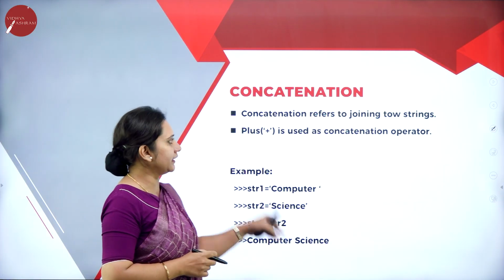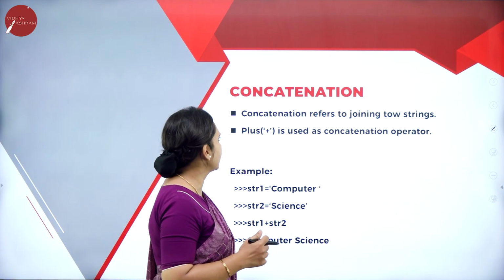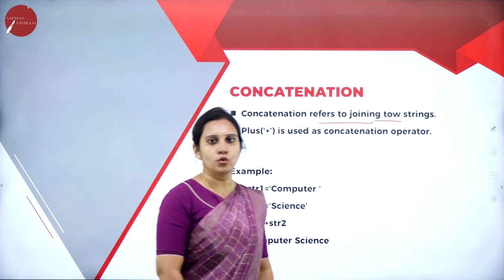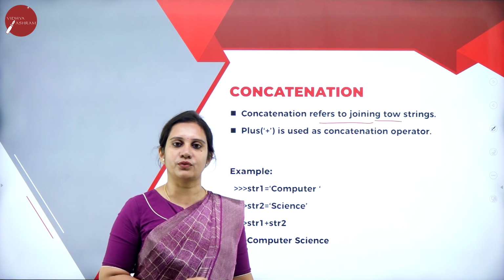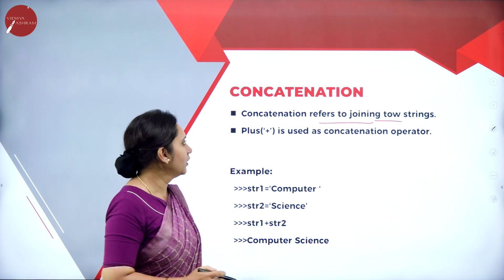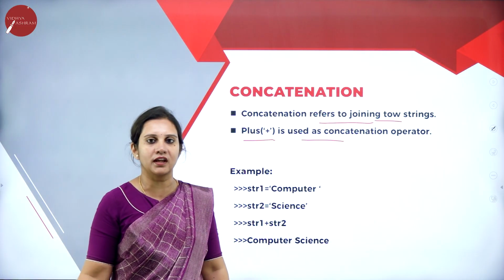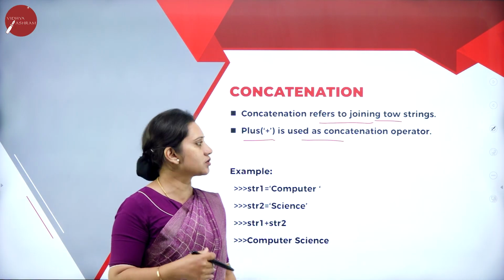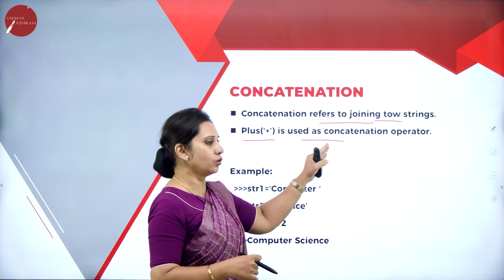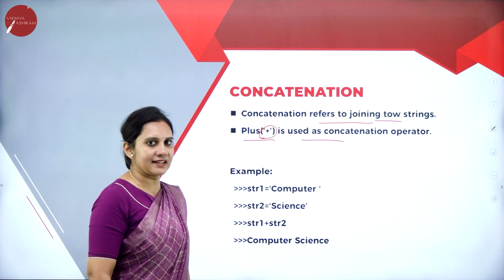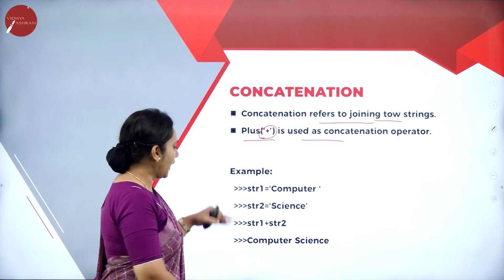So concatenation, what do you mean by concatenation? Concatenation refers to joining two strings. Concatenation refers here to joining two strings using a plus operator, which is used to join the two strings, that is using a plus operator here. So with the examples, let us understand.